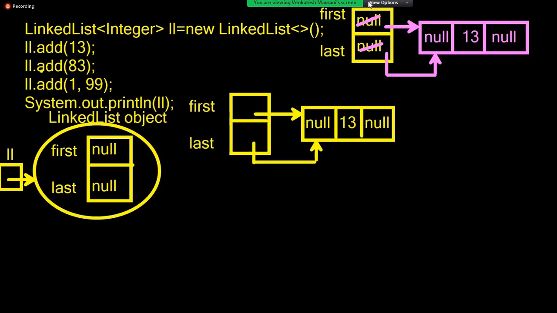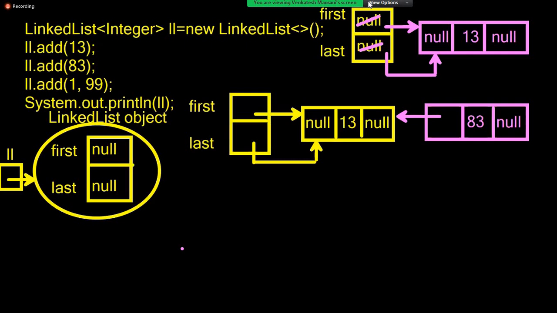When the third line is executed, one more node is created. Now, one more node created here. A separate node is created. Now, what will be their previous node address? This node address is stored here. What will be their data? 83. Next node: there is no next node, null.